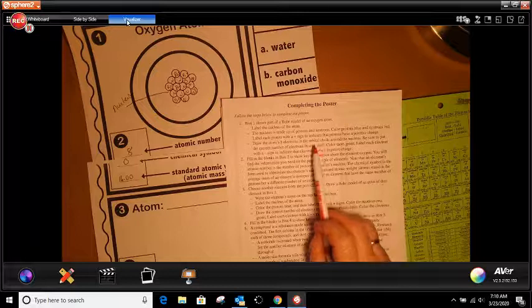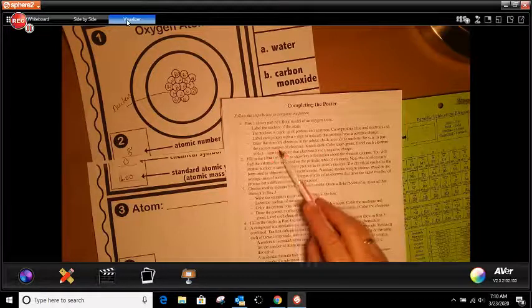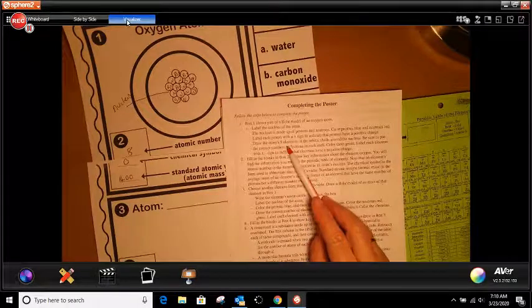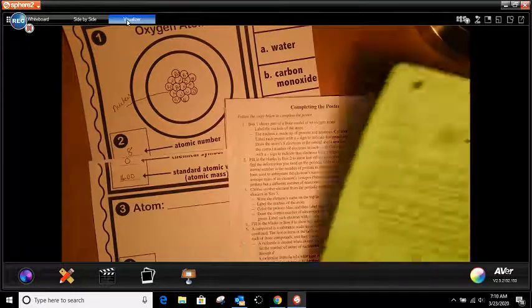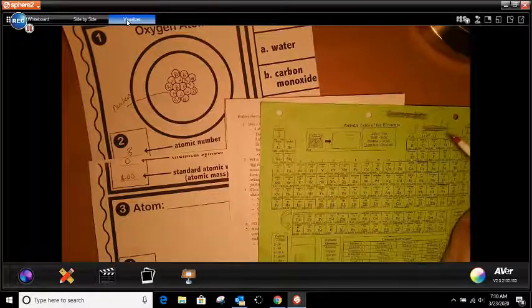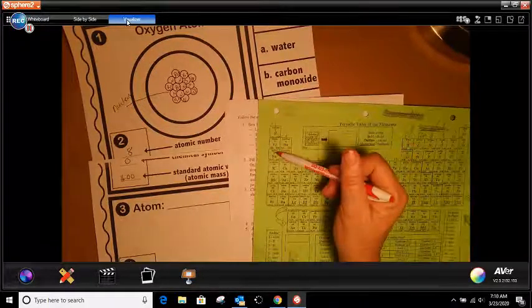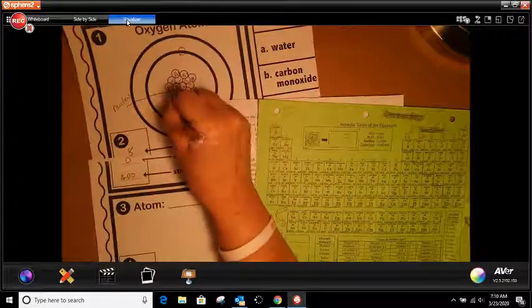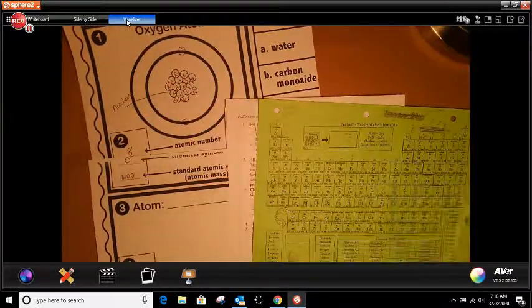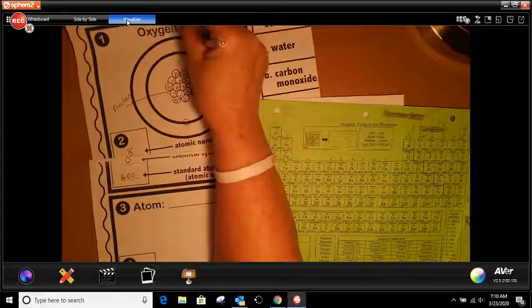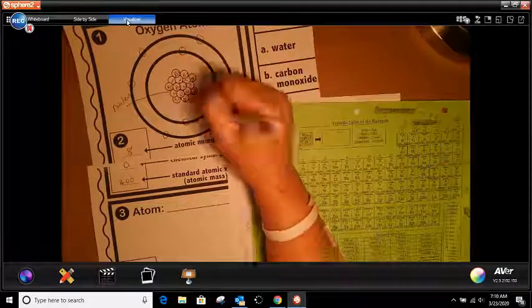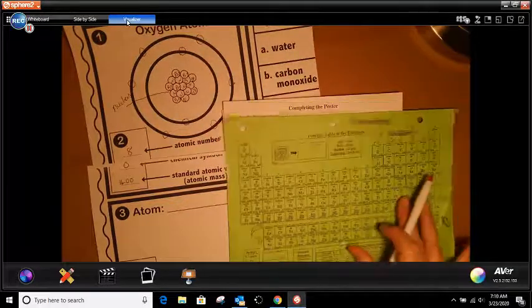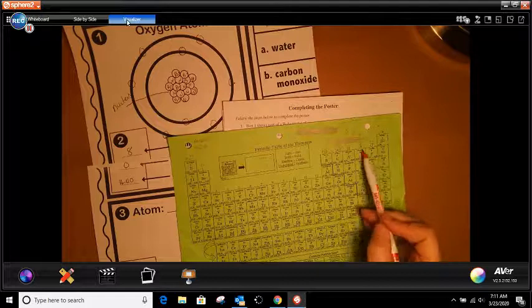And then it says also draw the atom with 8 electrons in the orbital shell around the nucleus. Well, if I look at my periodic table, I know that oxygen has 2 energy levels. The first energy level is going to have 2. My second energy level is going to have 6. How do I know that? Because oxygen is in group 16.